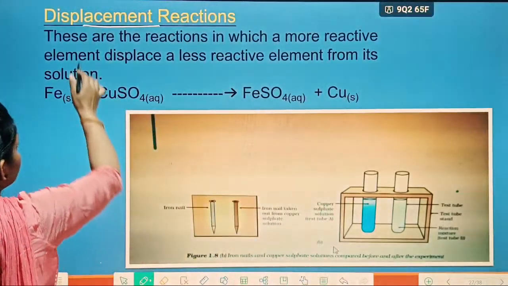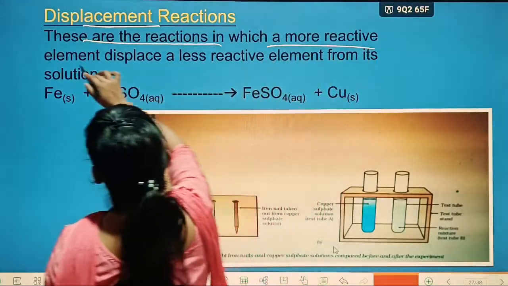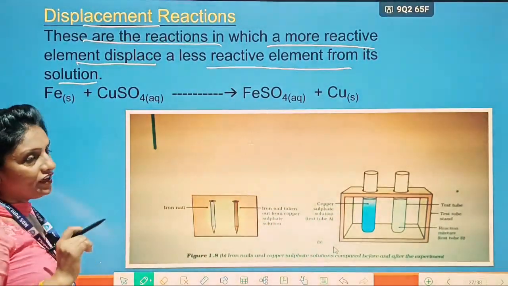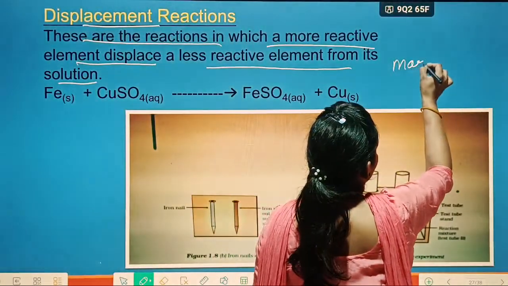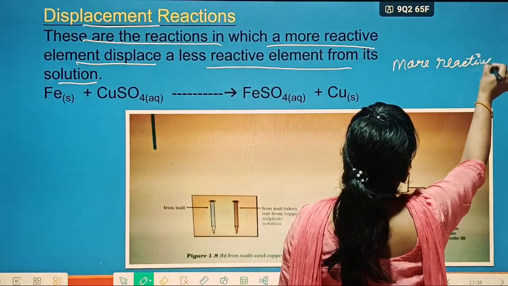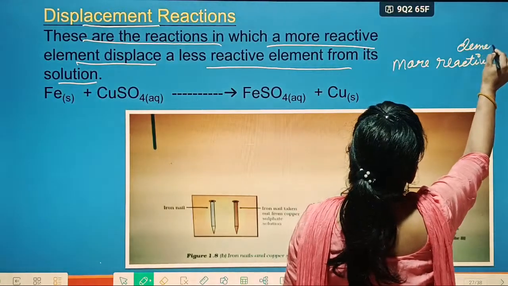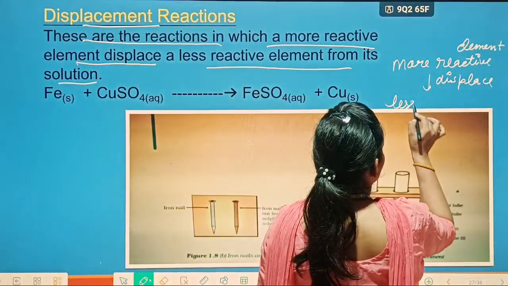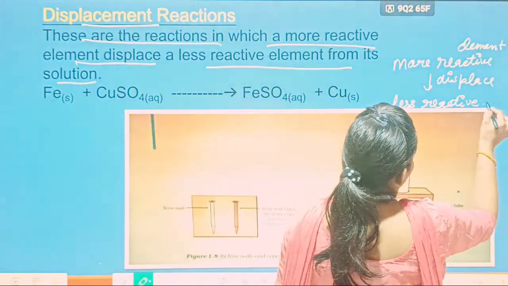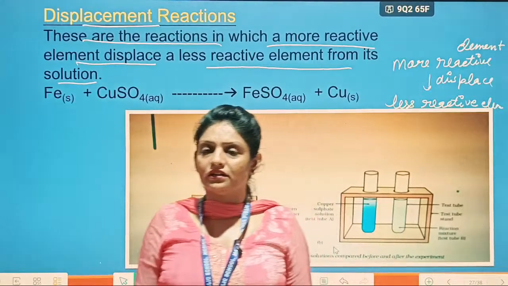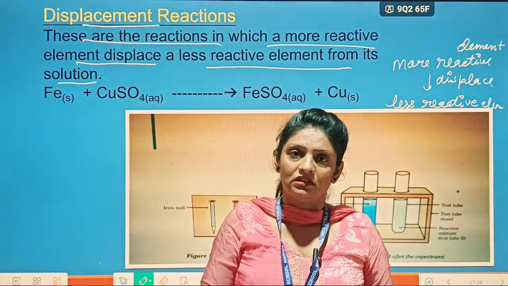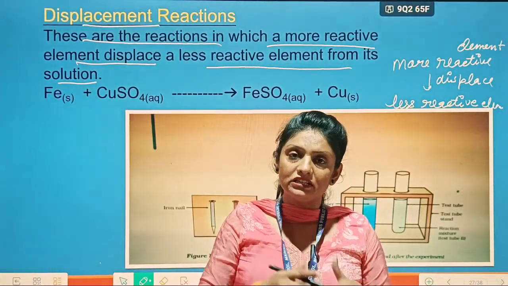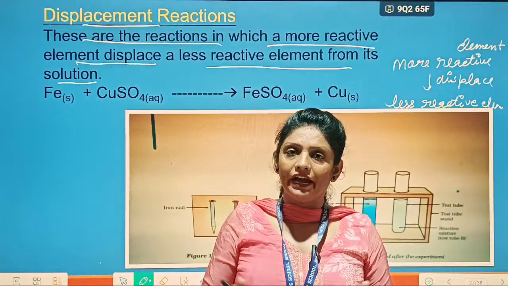You can see these are the reactions in which a more reactive element can displace the less reactive element from its solution. Students, always a more reactive element can displace a less reactive element. So what do you mean by the displacement reaction? When one substance replaces the other substance, then the reaction is known as the displacement reaction. But students, the less reactive element will be replaced by the more reactive element.